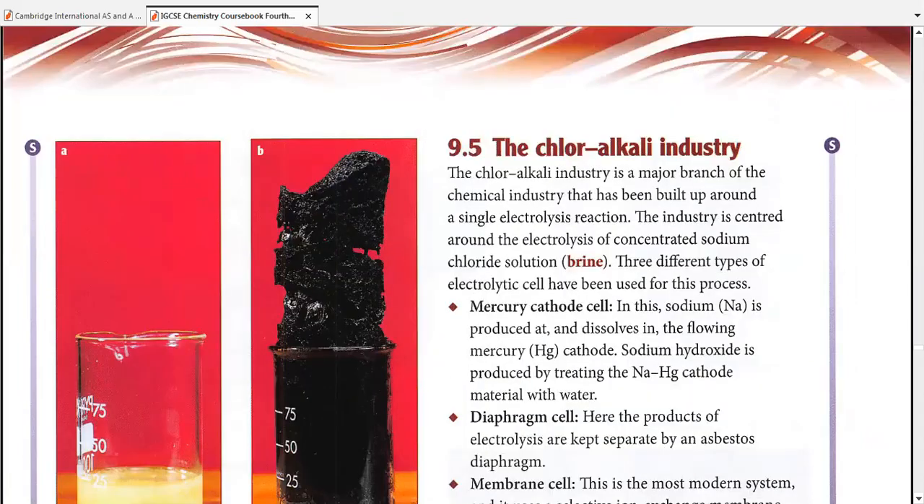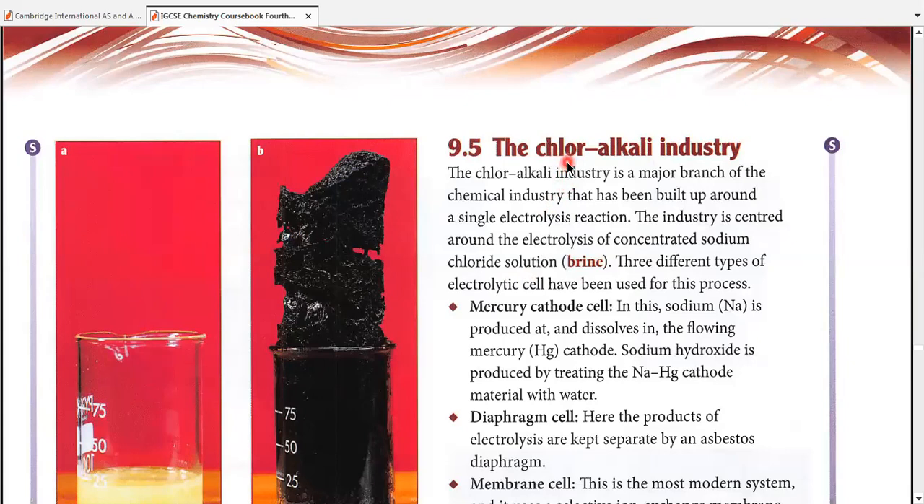Now, you must be thinking, why are we giving this the name chlor-alkali industry when we have the name electrolysis of brine in chapter number 4? In chapter number 4, the heading was electrolysis of brine or electrolysis of concentrated sodium chloride solution. The words are also written over here, electrolysis of concentrated sodium chloride solution, which is known as brine, but we call it chlor-alkali industry.